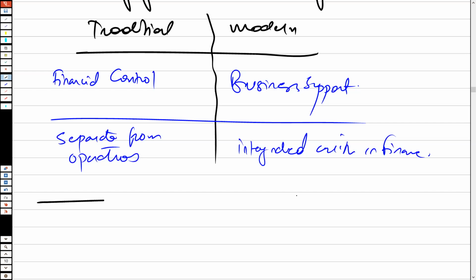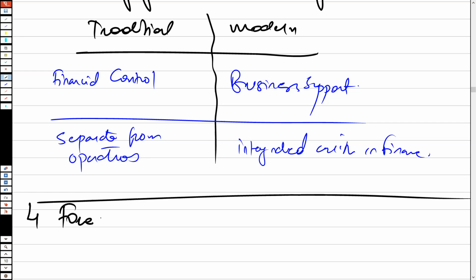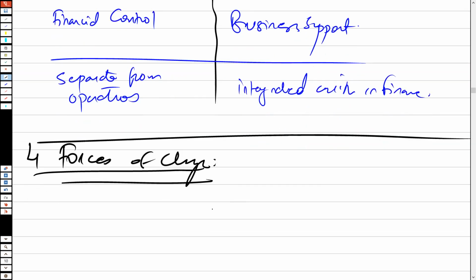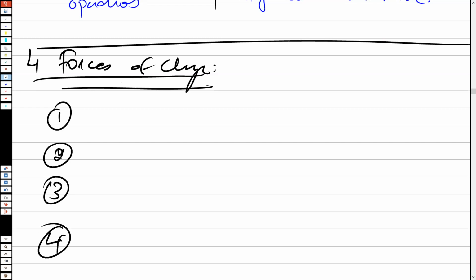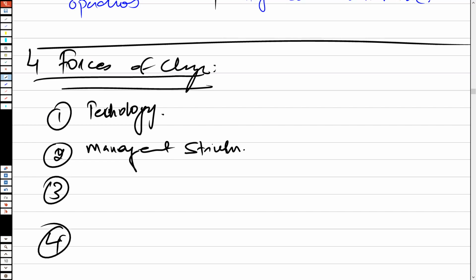So what do Burns and Scapens say? Burns and Scapens say there are four forces of change. What are those four forces of change? They are basically the things which are pushing the change. Number one is technology. The adaptability of the technology is resulting in a change taking place. Then there's the management structure.